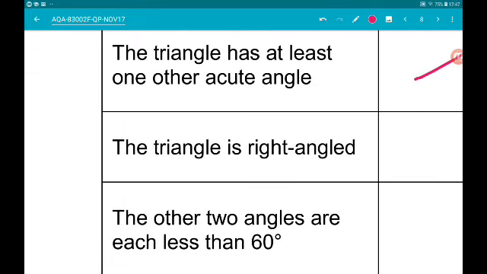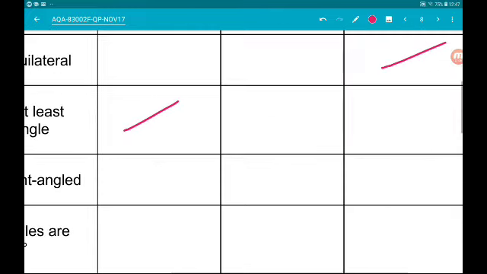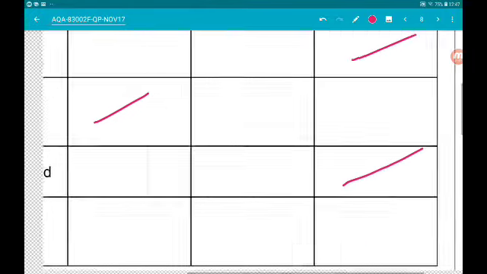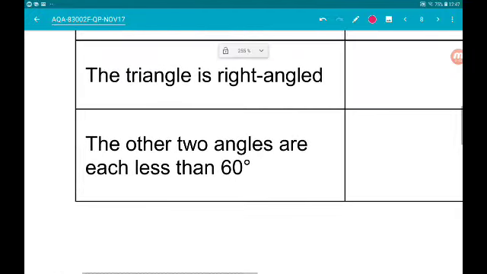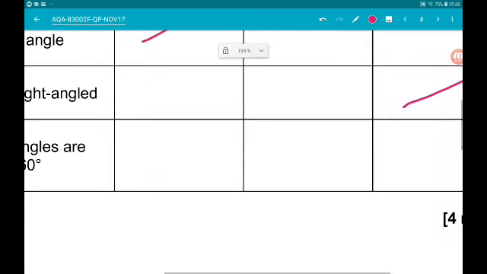The triangle is right-angled. So a right angle is 90 degrees. So it could be right-angled. So that one might be true. And then the other two angles are each less than 60 degrees. So if they are each less than 60 degrees, that means when we add them together, they would be less than 120, which can't be true. Cool.